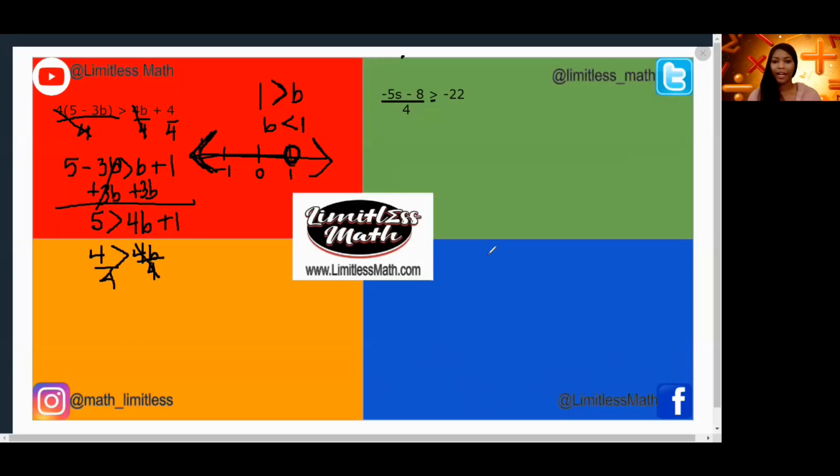Next, -5s minus 8 all over 4 is greater than or equal to -22. So let's try to get this as simplified as possible. Isolating the s, we want to multiply both sides by 4. This is a positive 4, so it will not require us to change the direction of our inequality sign. Negative 22 times 4 is negative 88. We'll add 8 to both sides next.